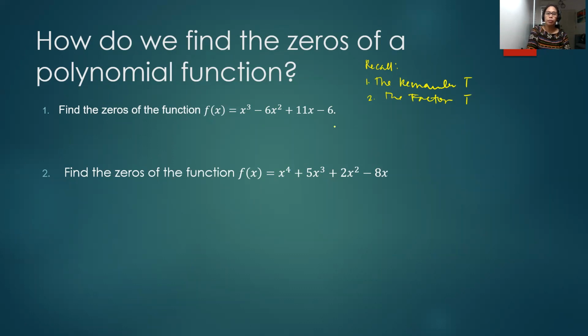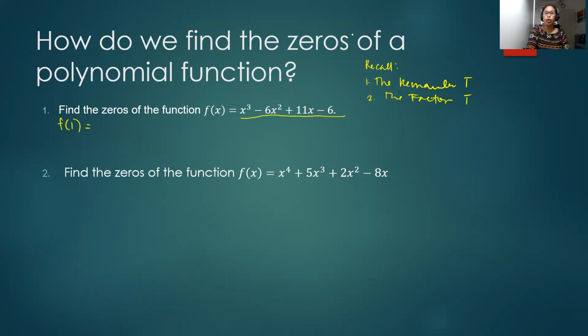So if we're going to consider working on f of 1, and if it turned out to be 0, then 0 is the remainder, meaning x minus 1 is a factor of this polynomial function. So that's how we interpret it.